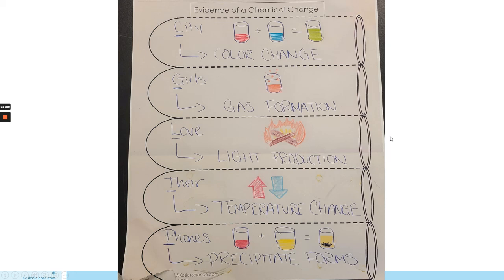I told you guys that a lot of my kids get confused between precipitate and precipitation. Precipitation is when snow or rain falls. Here, you would have a solid form which is denser, so it would also fall. So that's another way to think about it.